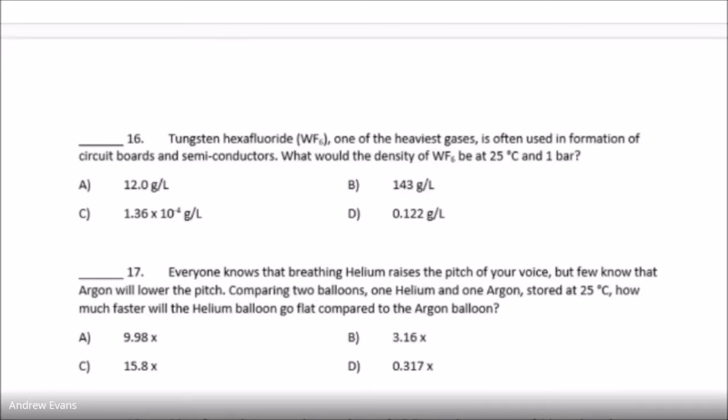It's a pretty dense gas, but it's still much, much lighter than water. That'd be like 0.012 grams per milliliter.